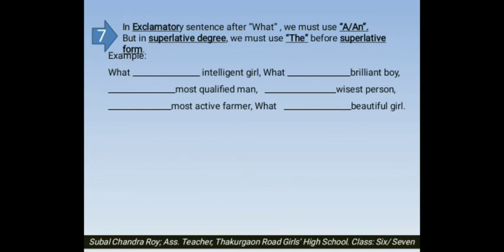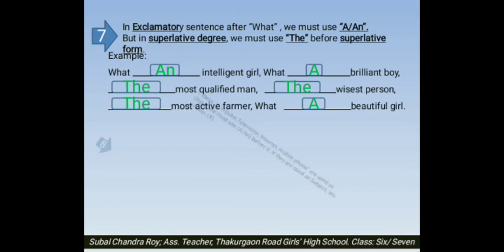What intelligent? What dash intelligent? So, what an intelligent girl. Okay, dear student. And next, what a brilliant boy. What a brilliant boy. The most qualified man. Yeah, here most is the superlative form. Okay, so we have to use the here. The worst person. The most active farmer. And what a beautiful girl. Okay, dear student, I think you understand these rules and examples very much. So let's go to the rule number 8.